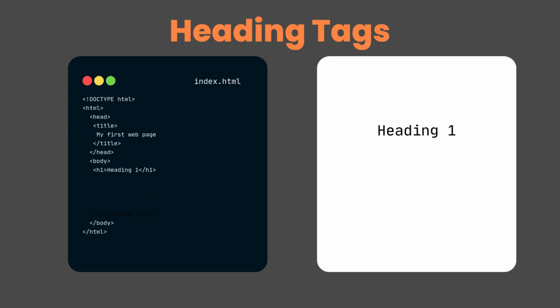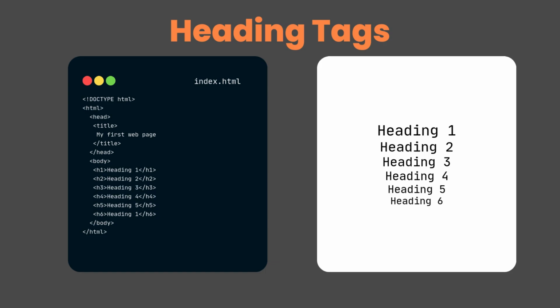H1 tags are the largest and are generally used for big headings and to show importance. The H6 heading tag is the smallest heading you can choose. Heading tags are important as they help structure the document and show the importance of the content.